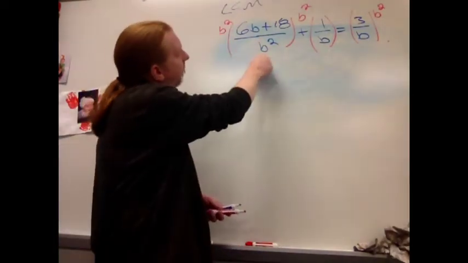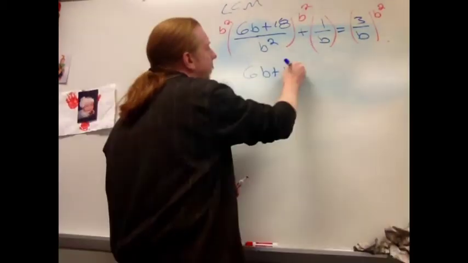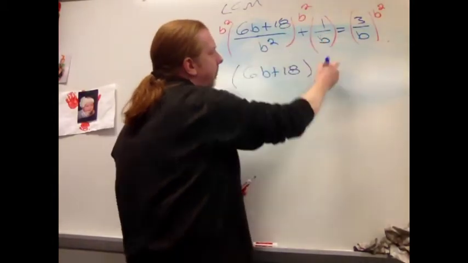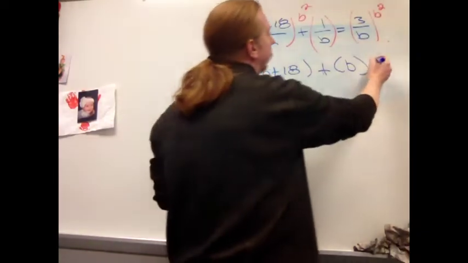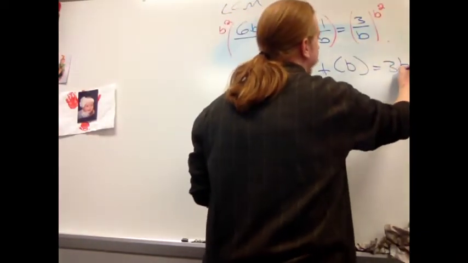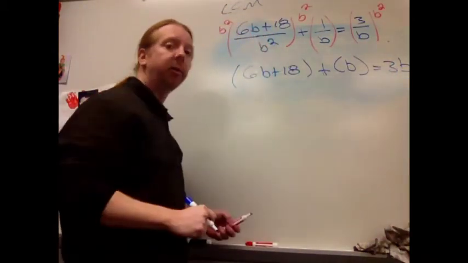b squared divided by b squared cancels, leaving me 6b plus 18. b squared divided by b leaves me 1b. And b squared divided by b leaves me 1b again. This time it's going to be 3b. So now what I can do is just an algebra problem.